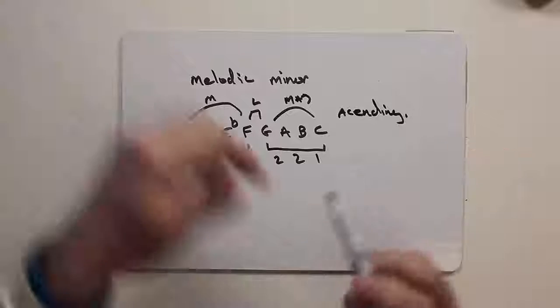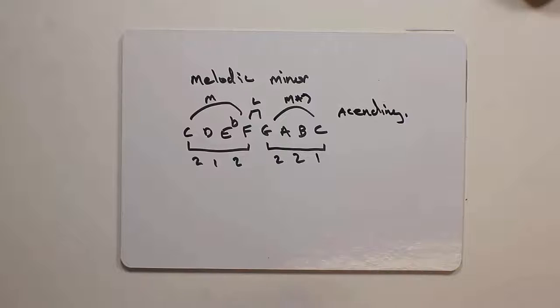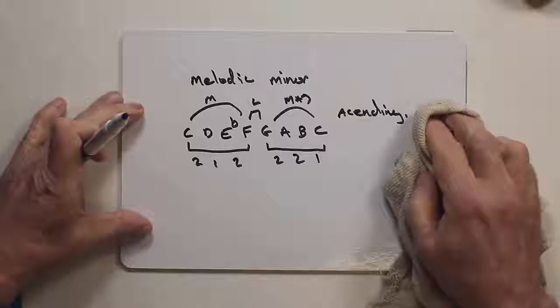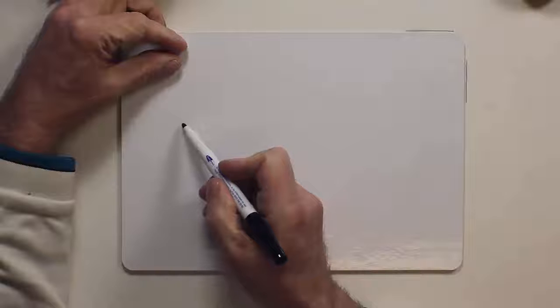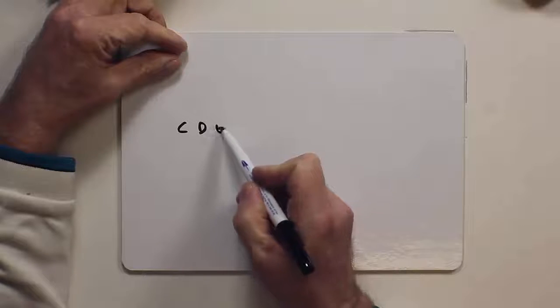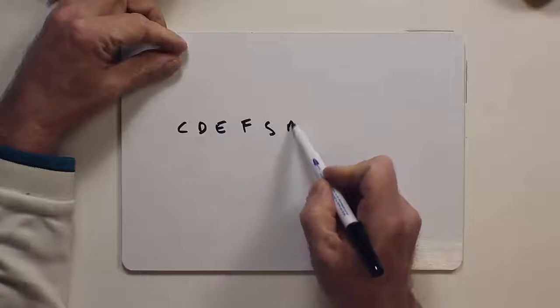So I hope you're writing all these things down, because I'm going to be starting to fly a bit now. So I'll just show you the descending melodic minor, which is the same as a natural minor scale. So I'll just write that down: C, D, E flat, F, G, A flat, B flat, C.